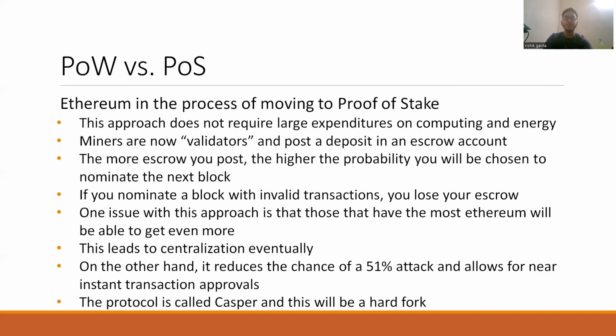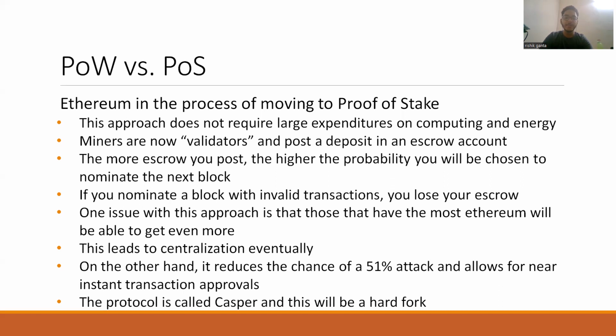Proof of work versus proof of stake. Ethereum is in the process of moving towards proof of stake. This approach does not require large expenditures on computation and energy. Miners are now known as validators and post a deposit in an escrow account. The more escrow you post, the higher the probability that one will be chosen to nominate the next block. If you nominate a block with valid transactions, then we get our escrow back and also gain a small amount as transaction fees. And if we nominate a block with invalid transactions, then we lose our escrow.